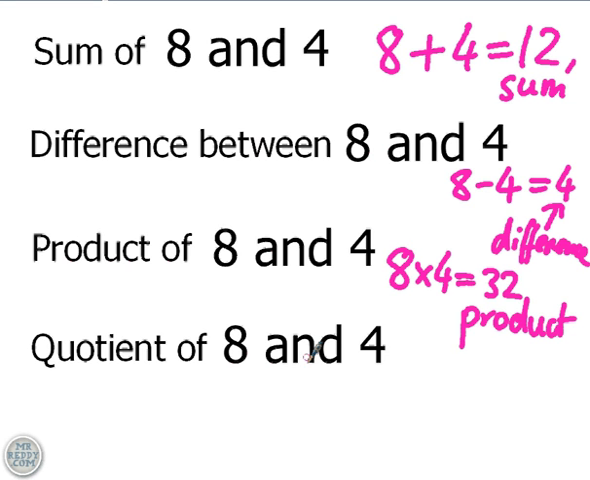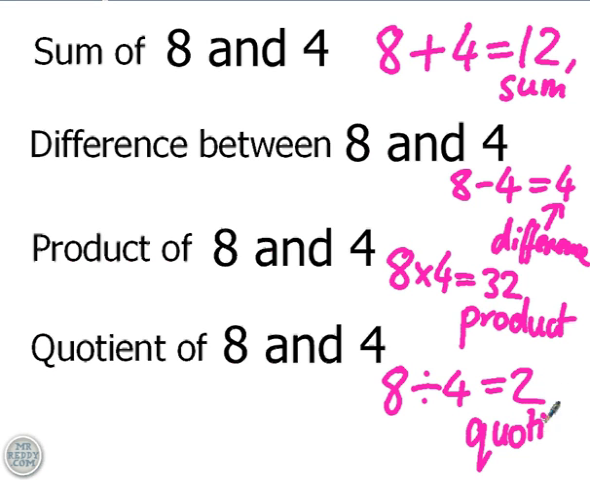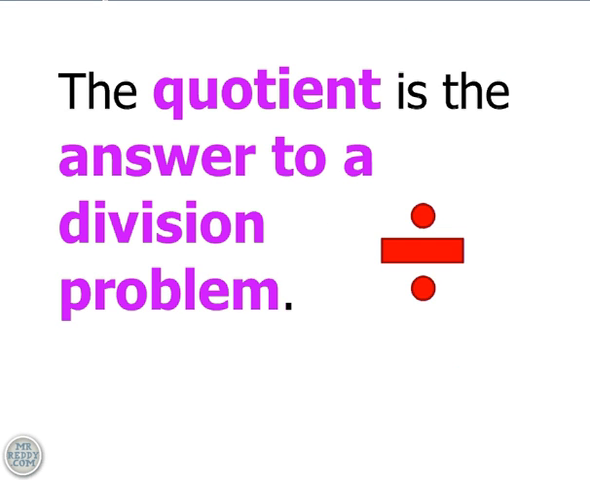Now the quotient of 8 and 4, you'll never guess. It's what you get when you do 8 divided by 4. And the answer is 2. So 2 is the quotient. 2 is the answer to this division problem. So the quotient is the answer to a division problem.